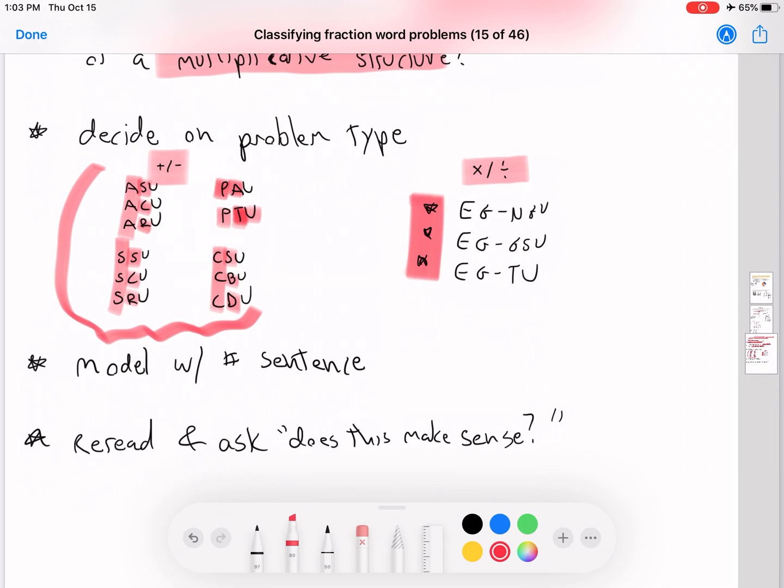So read a word problem, decide on the problem type, model it with a number sentence, and then reread, and please ask yourself, does this make sense in this context? Because if it doesn't, then you want to reread again and think about what you're doing. That's it.